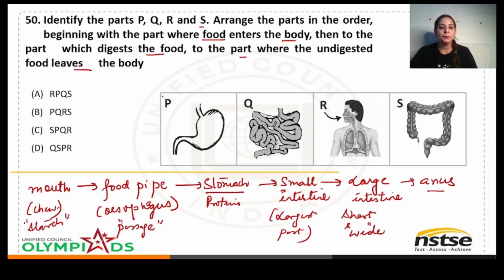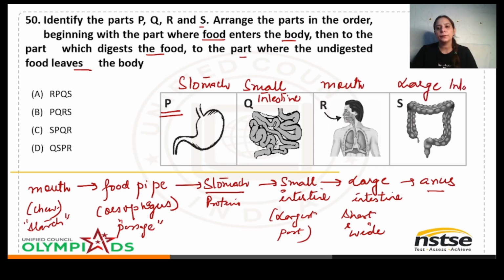Now let me tell you, P indicates stomach. Q indicates, you can see that highly coiled tube, it is small intestine. And this one, I hope you all know, mouth. And this one is short but wide. It indicates large intestine.